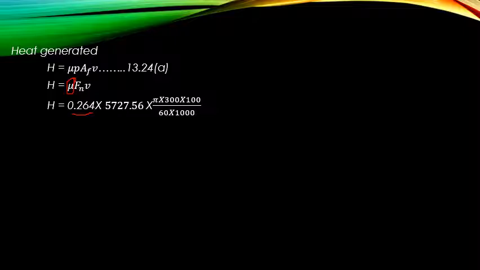Velocity is given by V is equal to pi dn by 60 into 1000. That will give us the velocity of the drum. So here we get the value of the heat generated as 2375.16 joules per second.